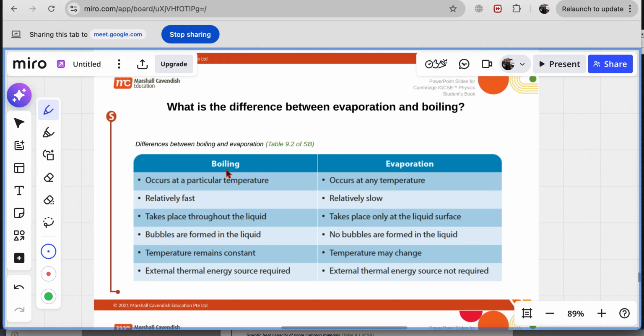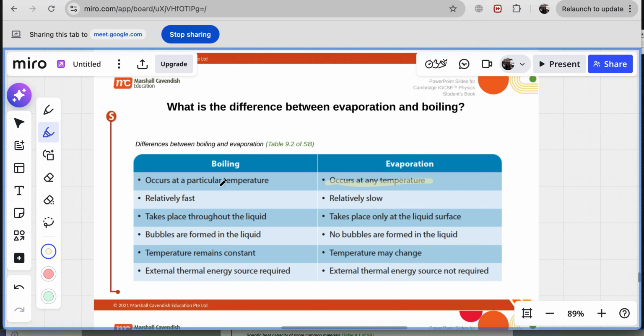This is very, very important. You need to know the difference between boiling and evaporation. Boiling occurs at a particular temperature. Evaporation does not have a particular temperature. Evaporation occurs at any temperature, because evaporation means you leave the liquid outside to be gaining kinetic energy, to be gaining sunlight. Okay, it can happen at any temperature.